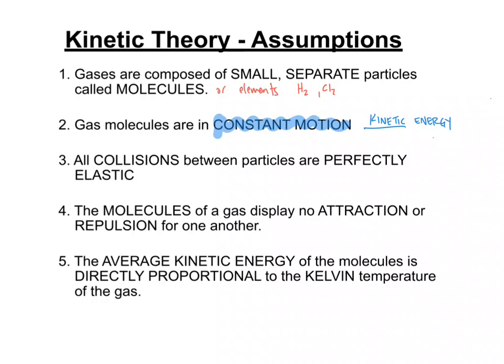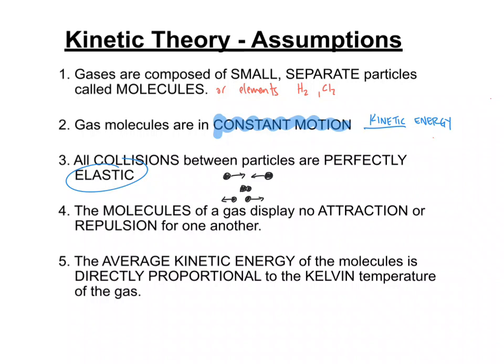All collisions between particles are perfectly elastic. So what does that mean? Elastic means that two objects are going to hit each other and they're going to bounce apart. So in other words, if I've got a molecule here that's moving this direction and a molecule or an element here moving this direction, when they hit each other, let's say this is the moment that they hit each other, after they hit each other they are going to bounce apart. So they're going to go their own separate ways in different directions. So that's what elastic means. They're going to hit each other and they're going to separate. In other words, they're not going to stick together.